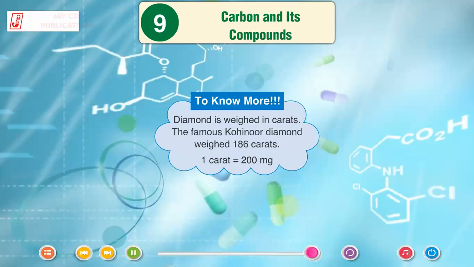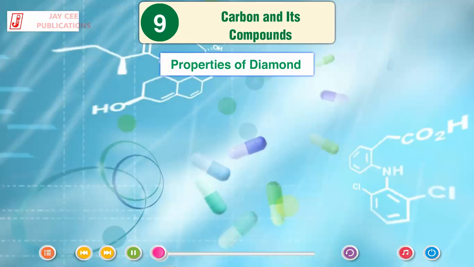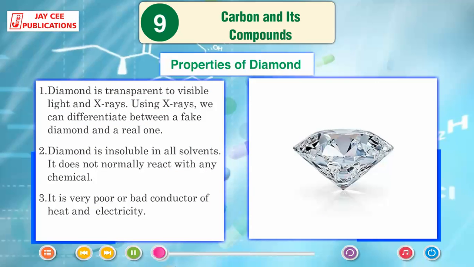To know more, diamond is weighed in carats. The famous Kohinoor diamond weighed 186 carats. 1 carat is 200 mg. Properties of diamond. Diamond is transparent to visible light and X-rays. Using X-rays, we can differentiate between a fake diamond and a real one.